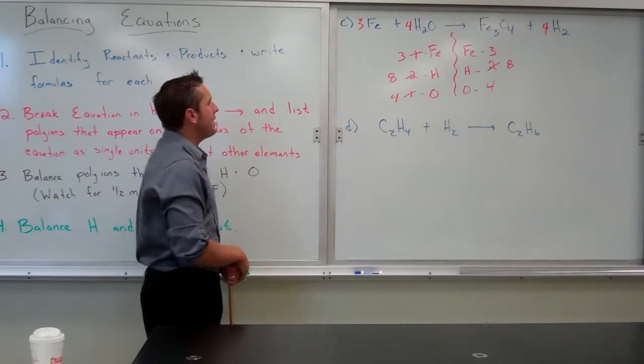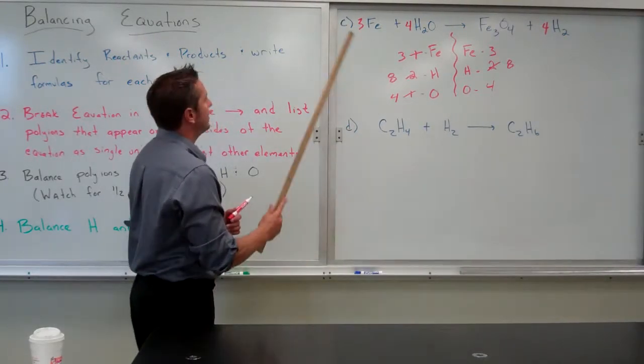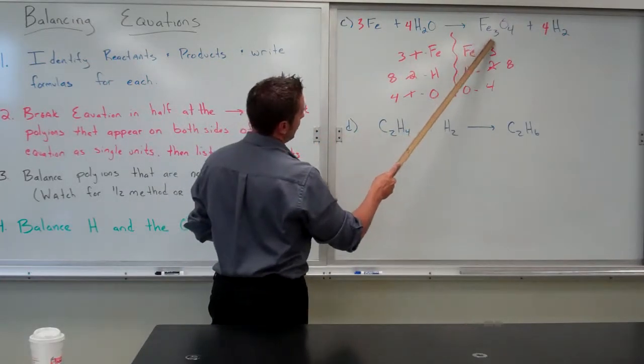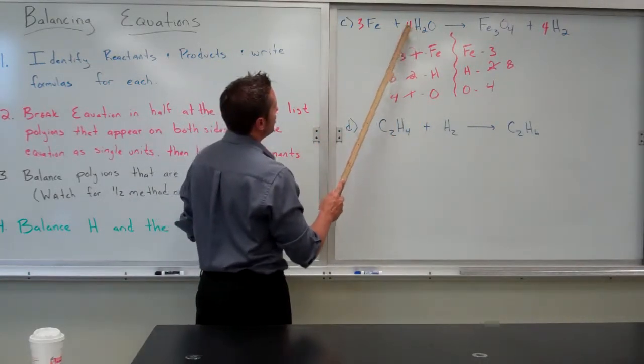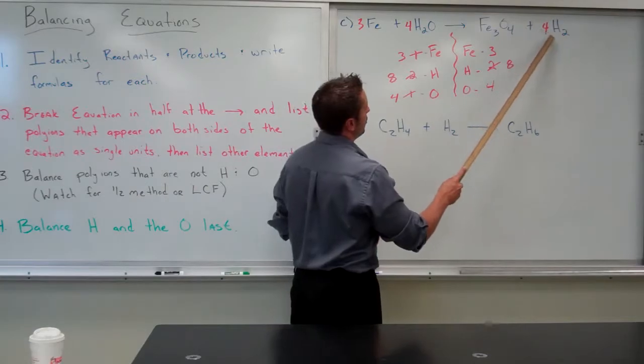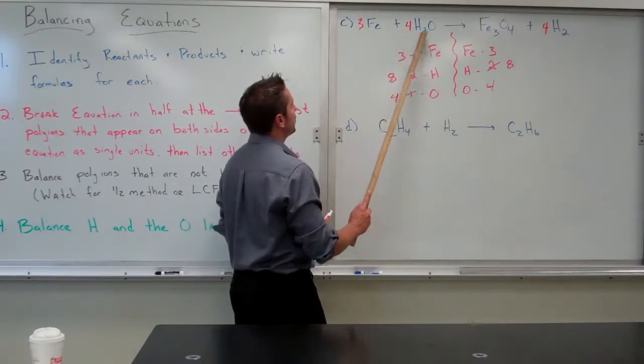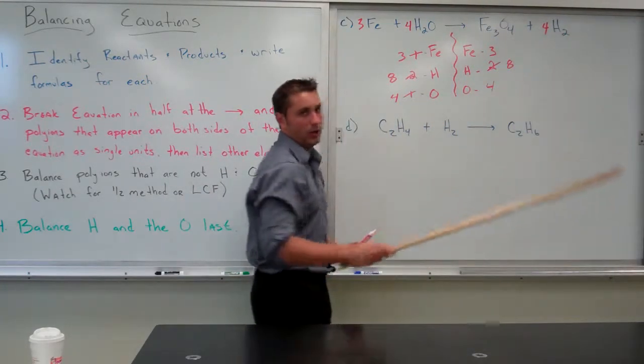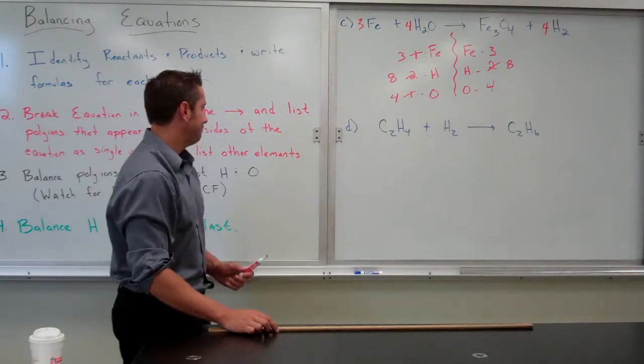At the end, you could probably get in the habit of checking to make sure they're balanced. 3 Fe's here, 3 Fe's here, 8 H's, 4 times 2, 8 H's, 4 times 2, 4 O's, 4 times 1, 4 O's, 1 times 4. And that means you are balanced.